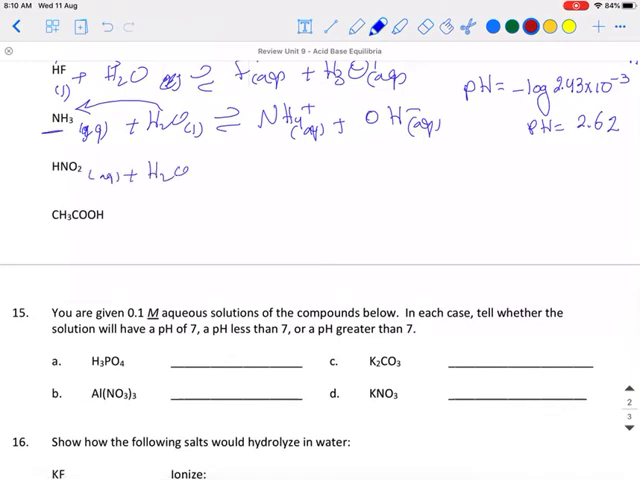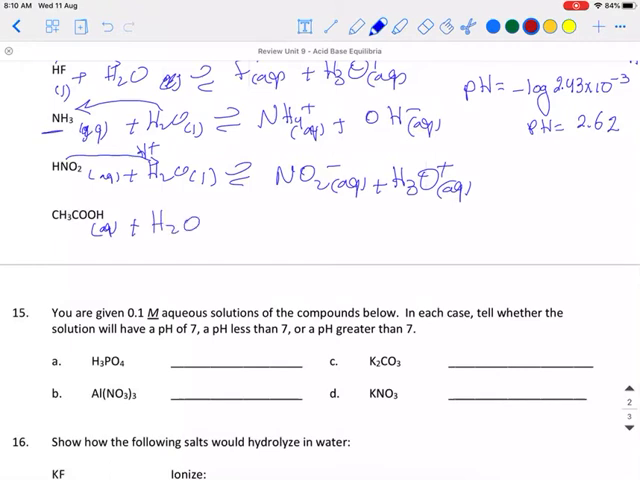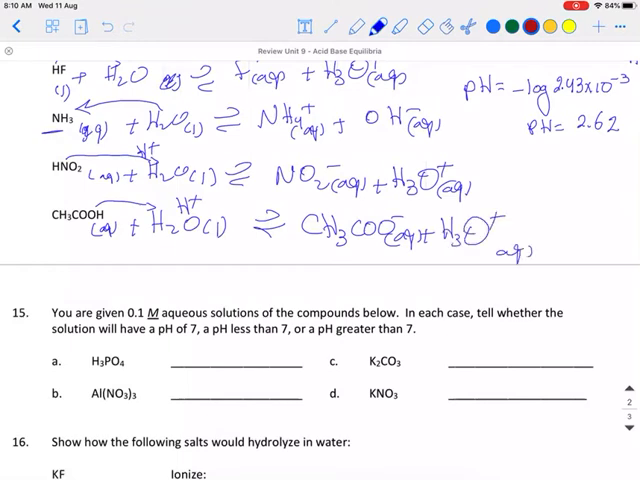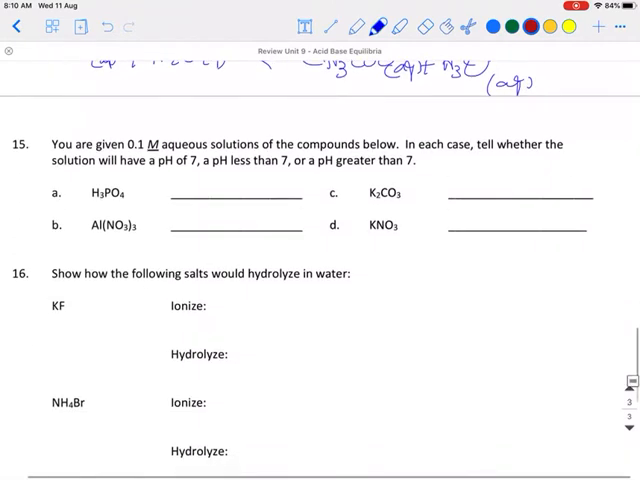HNO2, nitrous acid, is a weak acid, but it's an acid, so H plus according to Bronsted and Lowry will be directed from HNO2 to water, and I will be left with NO2 minus and H3O plus. Acetic acid is a weak acid, but still an acid, so H plus will migrate from acetic acid to water, and we will be left with the acetate ion plus H3O plus.